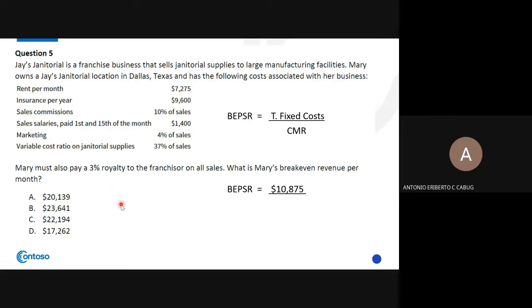The CMR is 100% minus 10%, 4%, 37%, 3%. That's 46%. Your contribution margin ratio. Very good. The correct answer is letter B. 23,641. $23,641. Okay tayo? Correct answer is letter B. Very good.